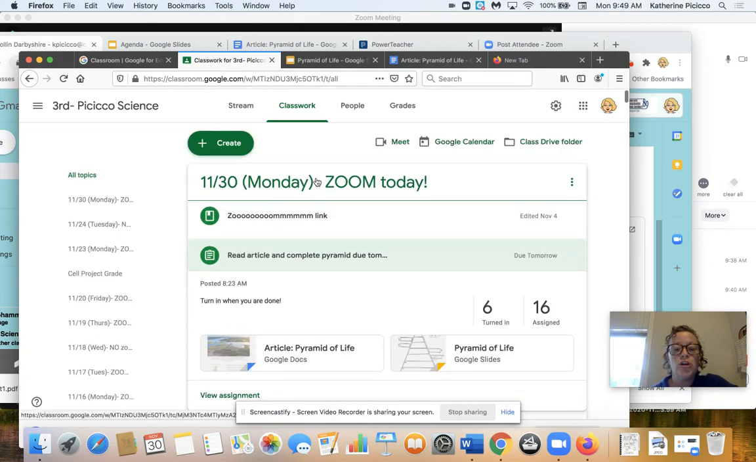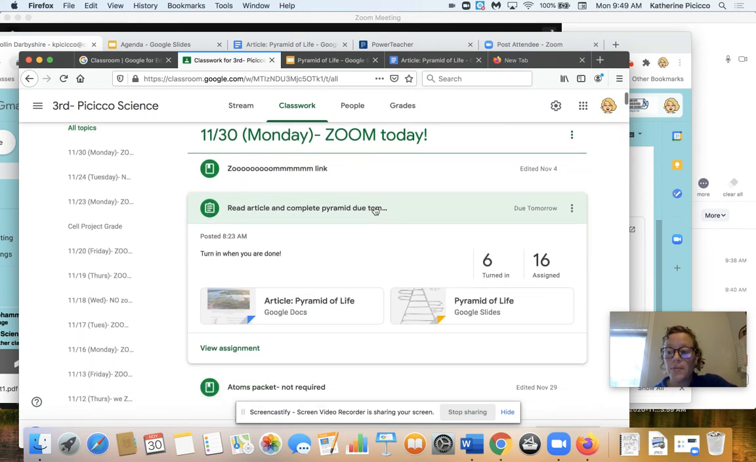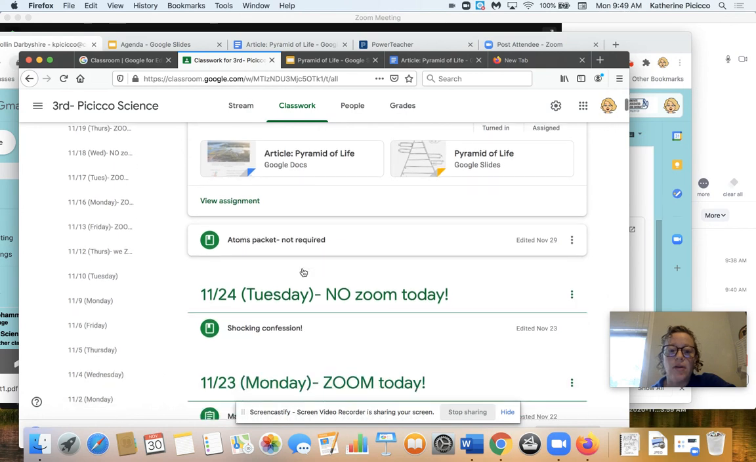But basically what you're going to do, if you go into today's class, Monday, you'll notice that there's the Zoom link, there's the read article and complete pyramid, which we're going to talk about in just a second. That's what the homework is. And then there's this Adams packet. Let me talk about that really quickly.